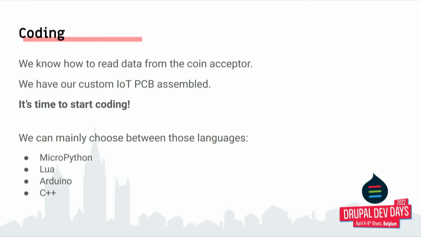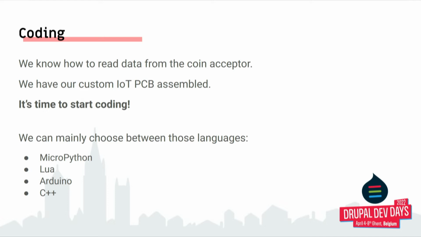We have the PCB assembled. We know how to read the data, and we're just left to put the code on our IoT device, because this device is empty. It doesn't have any firmware, and you need to program something on top of it to actually make it work. And for the ESP, you have a choice of one of 4 languages: MicroPython, Lua, Arduino, or C++.